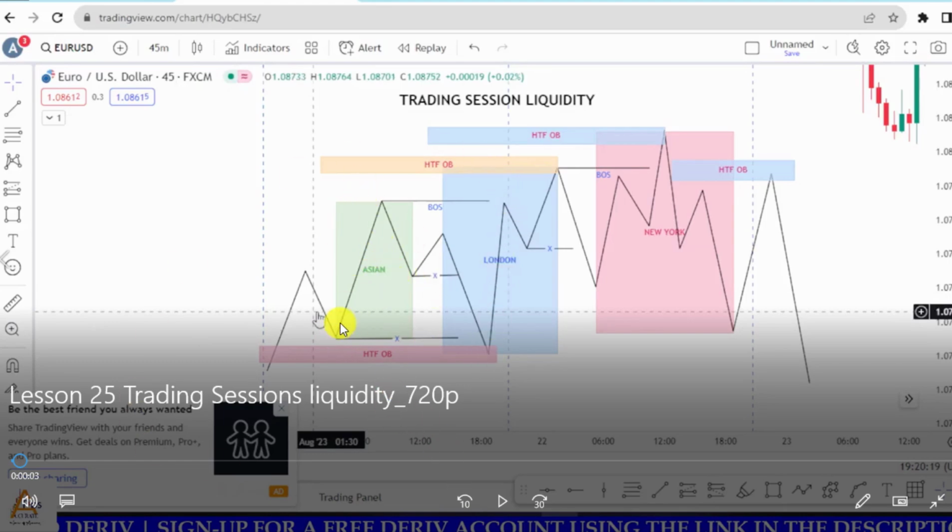As price moved up and came down, you could see that it took out the low of the Asian session over here. If you can see, price tapped down here before going up, so that means it took out the low of the Asian session.